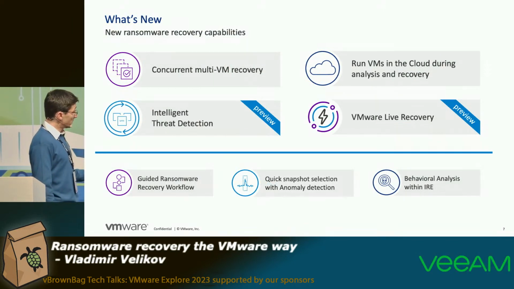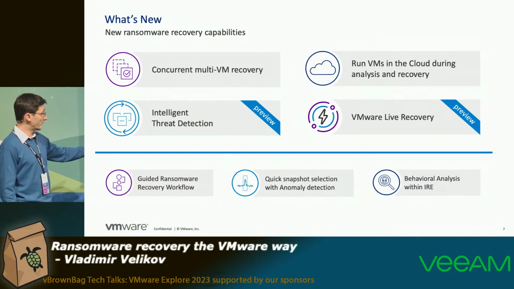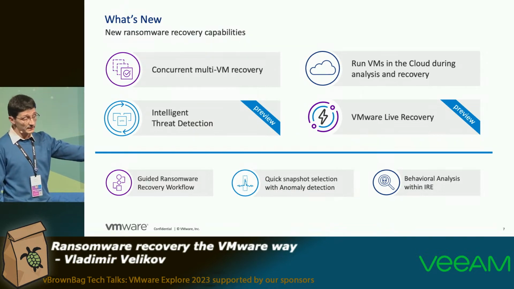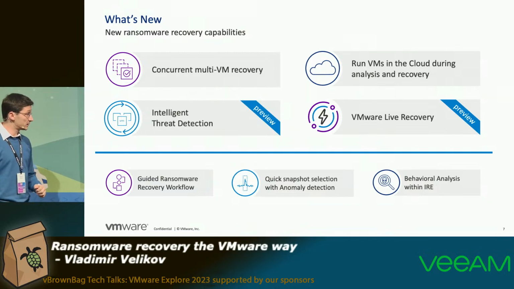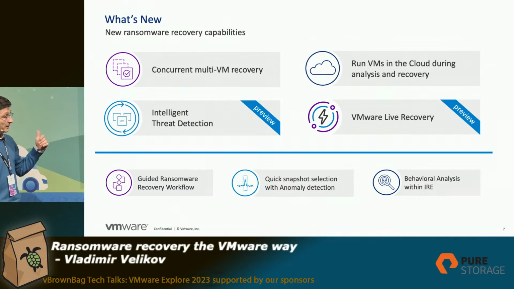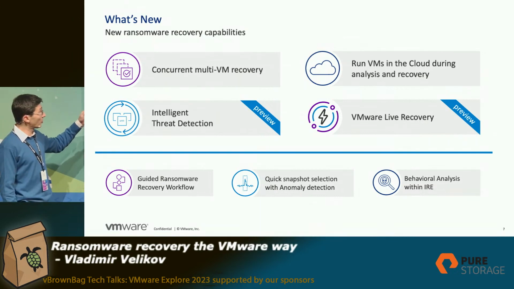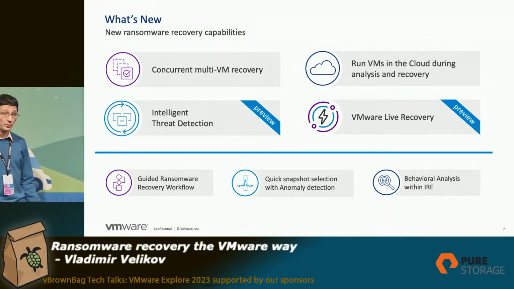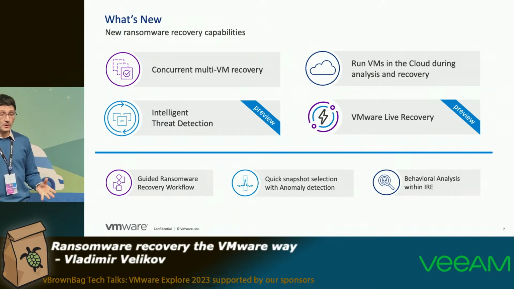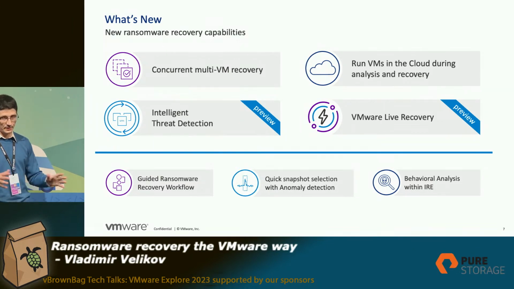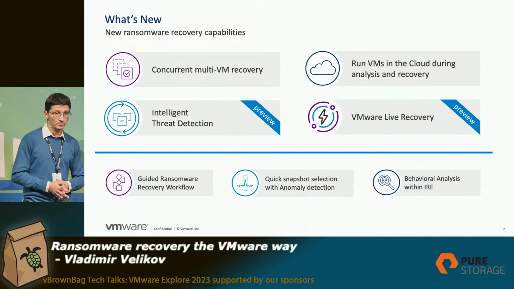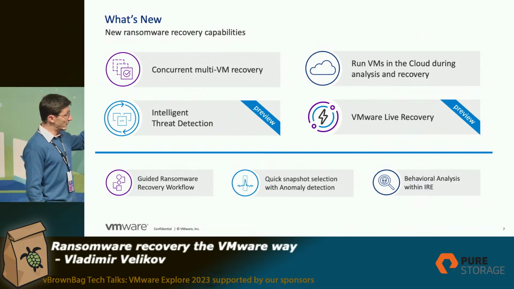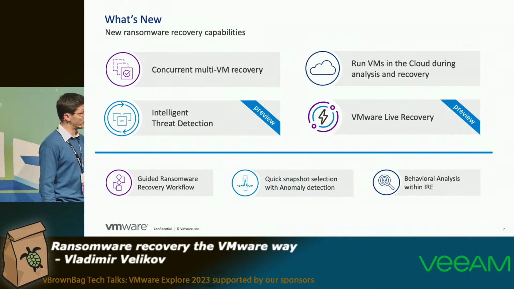Now, what's new? The fundamentals are these: guided workflow, anomaly detection, and behavioral analysis. But on top of that, in the last 2 months, we have some really cool features which are important. The concurrent multi-VM recovery means that you can have a whole team working together, having the same overview of the recovery status of each VM. So you don't have to go one by one and have only one person doing this and keeping track of things, but you can have a whole team doing this and really get it quickly up and running.